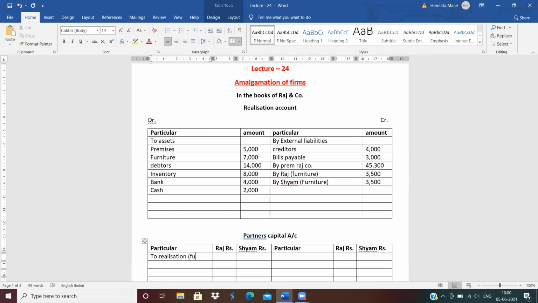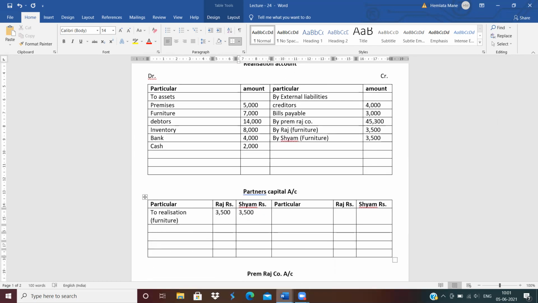Now the corresponding effect: partners' capital account debit side to realization, in bracket furniture. How much is the amount of furniture? 3,500, and Sham is also 3,500. Clear? Now the next journal entry.